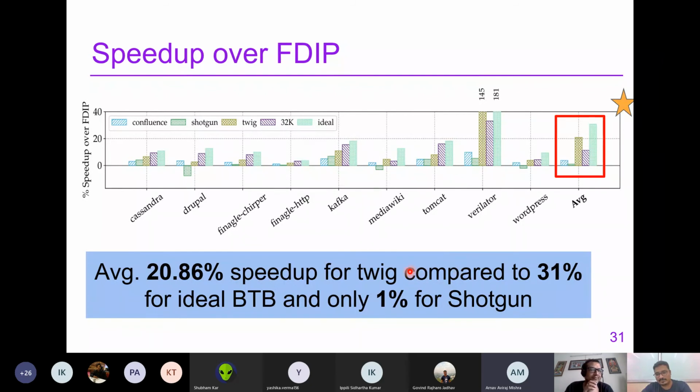By the way, from the same group, there is a paper in ISCA 2022 on BTB replacement. That came just 6 hours before, early morning today. Oh, okay.